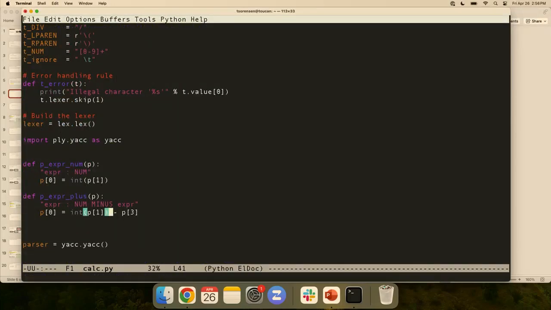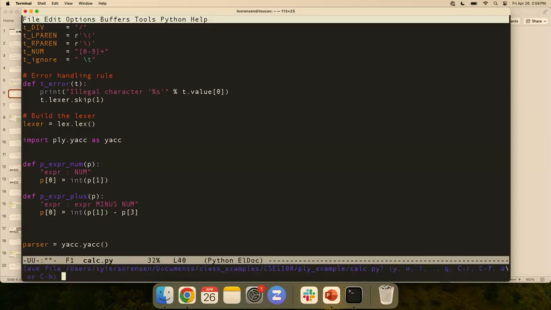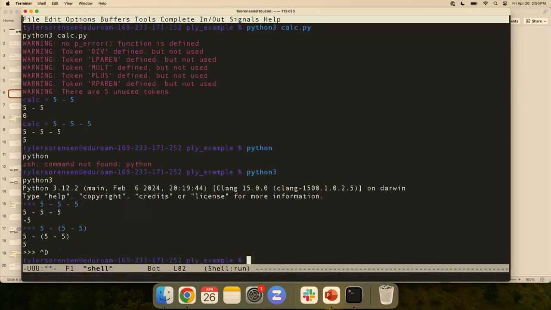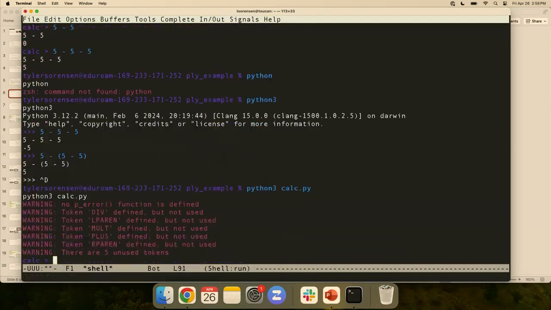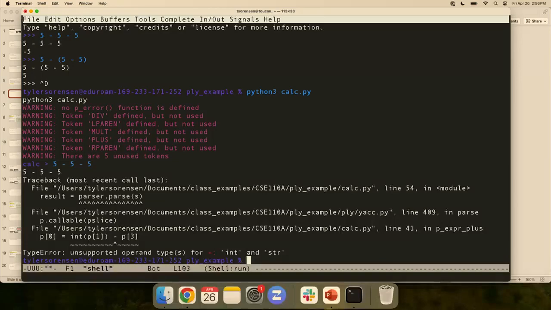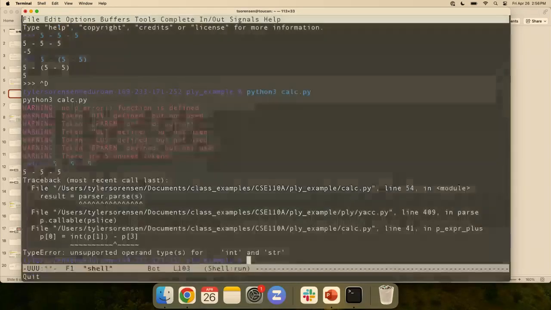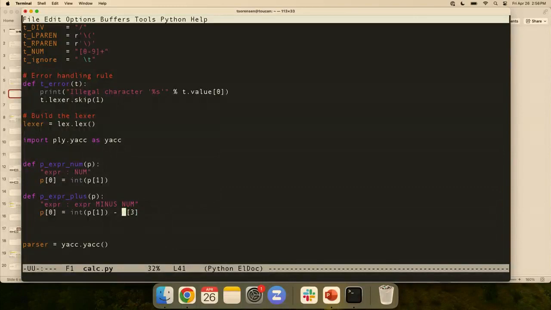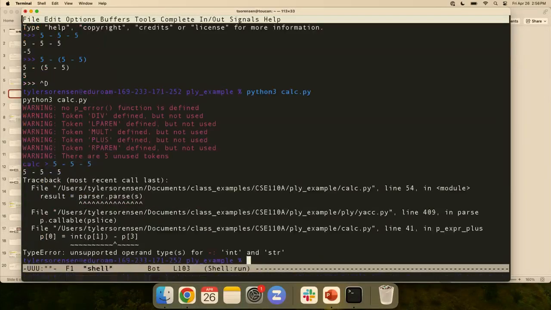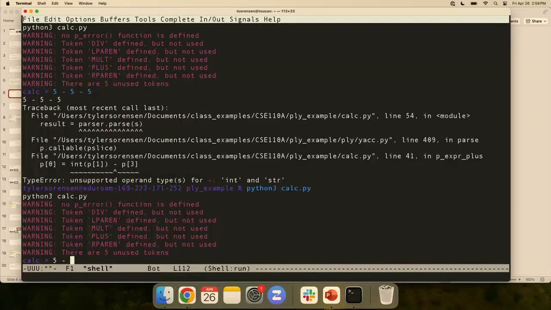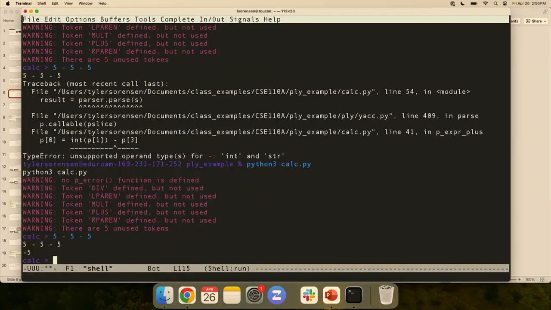To fix this, actually, when you have left to right associativity, you recurse on the left side. So now, let's try it again. 5 minus 5 minus 5. And of course, I'm going to make this int. 5 minus 5 minus 5. And now we get what we think it would be.